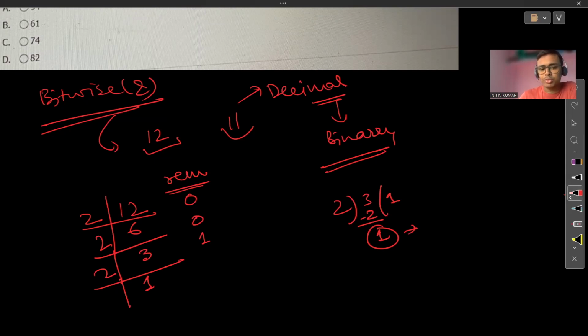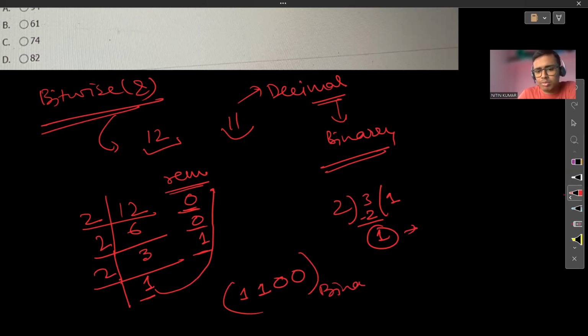Now I have to write this from bottom to top. First the bottom one is written, then the upper ones. So first 1, then 1, again 0, and again 0. This is the binary form of 12. In this way, we are going to convert every decimal number into a binary number.